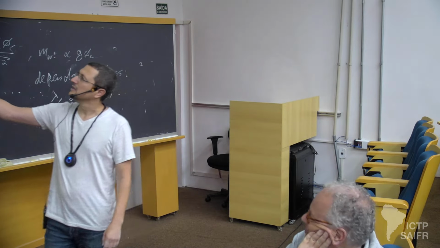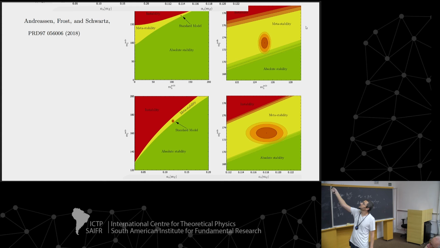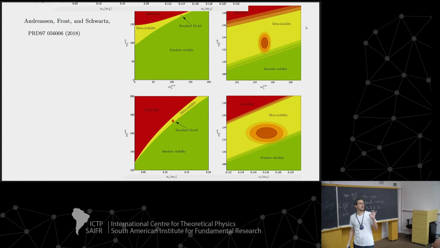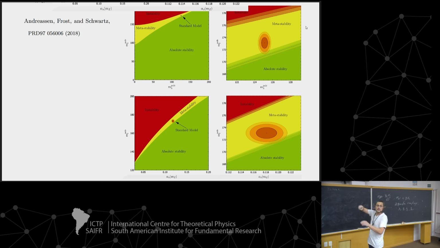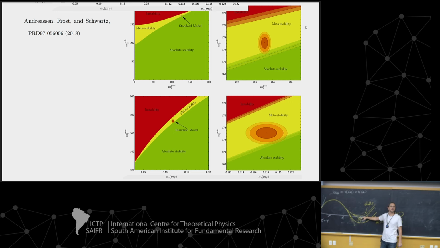Amazingly, the measurements at the LHC and the other experiments put us here. You see this little ellipse? This is the actual measured values of the parameters of the standard model. For some amazing reason, and this happens in a multidimensional parameter space, these are the most important parameters. But amazingly, the strength of the gauge interactions and the top Yukawa are just such that we are just at grazing impact, if you want, of this thing. Okay?